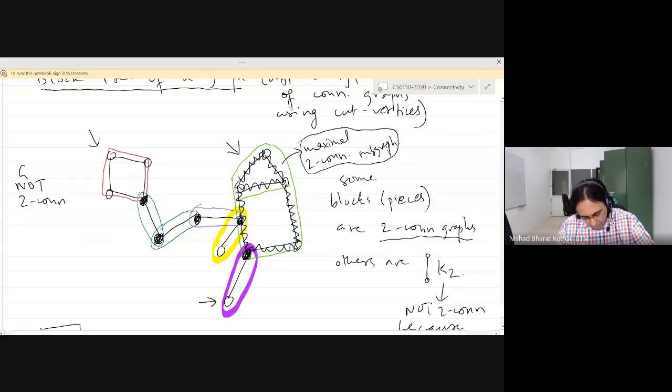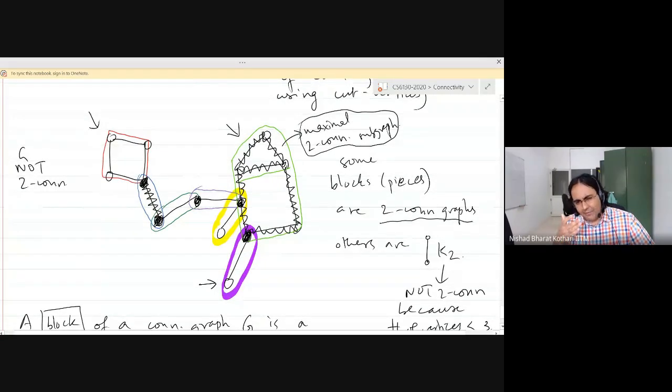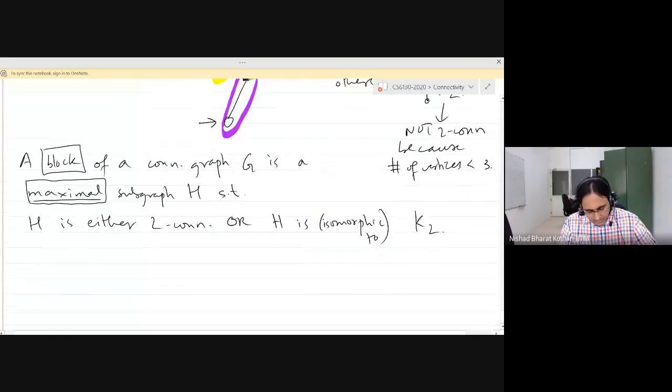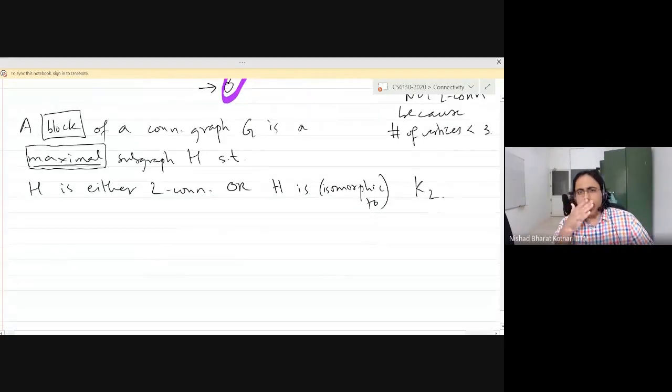In the case of K2, you can't add anything more to make it two connected because there is a cut vertex here. And so we are going to allow K2 to be a block by itself. The reason is the condition that a two connected graph needs to have at least 3 vertices. So we need to make an exception for graphs that do not have 3 vertices. The only interesting case is when the graph has 2 vertices, because if the graph has just 1 vertex, you can just expand it to become K2. So is the definition clear?